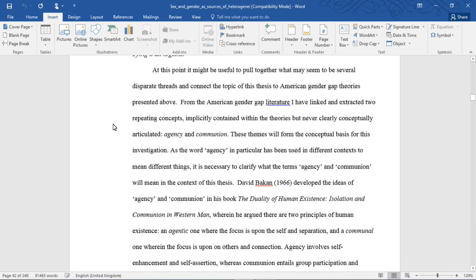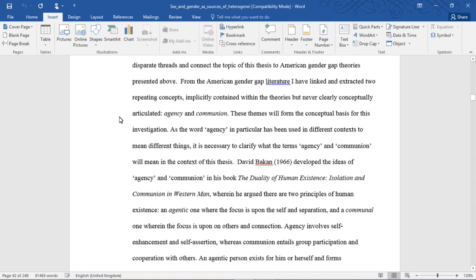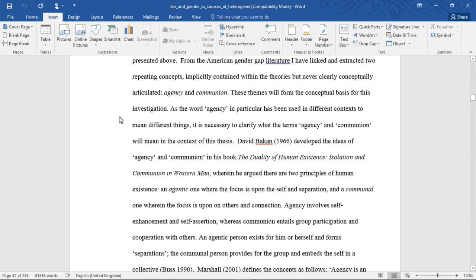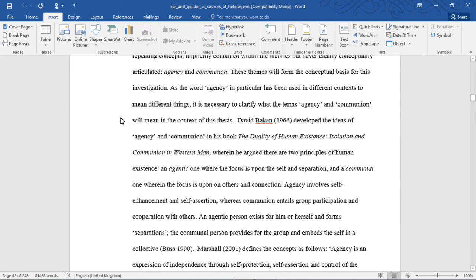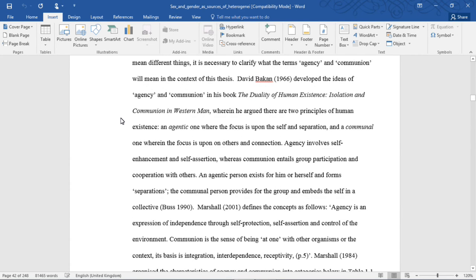Tying it all together. At this point, it might be useful to pull together what may seem to be several disparate threads and connect the topic of this thesis to American gender gap theories presented above. From the American gender gap literature, I have linked and extracted two repeating concepts implicitly contained within the theories, but never clearly conceptually articulated: agency and communion. These themes will form the conceptual basis for this investigation. As the word agency in particular has been used in different contexts to mean different things, it is necessary to clarify what the terms agency and communion will mean in the context of this thesis.